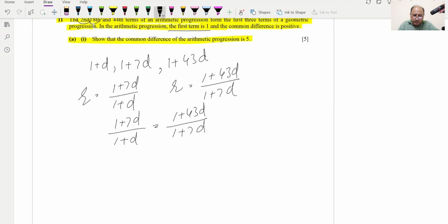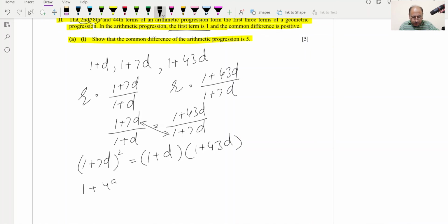Now we can cross multiply, and we will get 1 plus 7d into 1 plus 7d, or square, and this will be equal to 1 plus d multiplied by 1 plus 43d. Now we can open the brackets and open the square as well. So a squared is 1, plus b squared will be 49d squared, and plus 2ab will be 14d, is equal to 1 into 1 will be 1, and 1 into 43d plus 43d, and d into 1 will be d, so plus d and plus 43d squared.